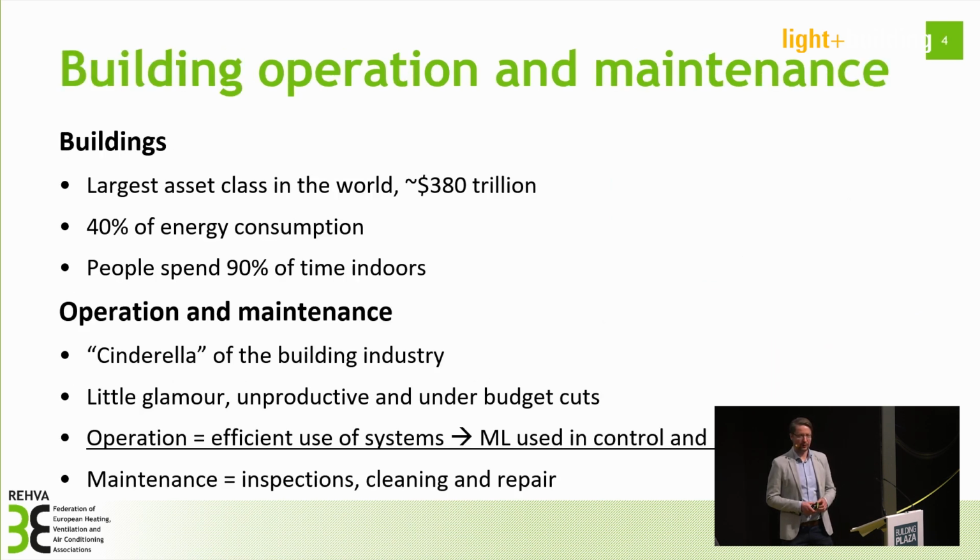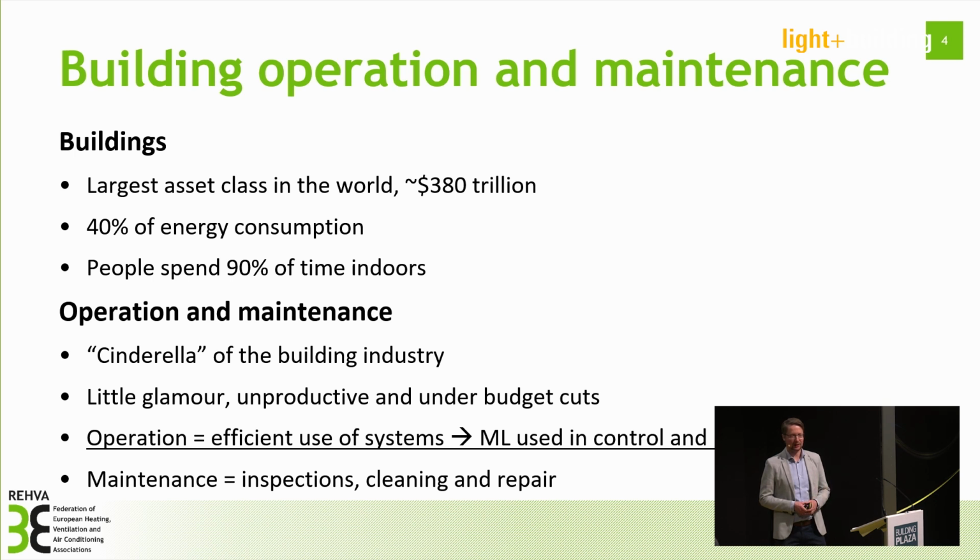Then a couple of words on building operation and maintenance. So the building industry is a really significant industry. It's the world's largest asset class, worth something like 380 trillion US dollars, 3 times larger than the stock markets, for example. Then as I said earlier, buildings use 40% of all energy, really important from the environmental perspective. And as we spend 90% of our time indoors, the healthy indoor environment is really important to us as well.